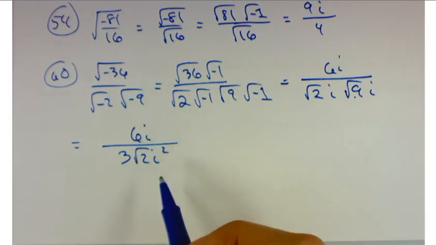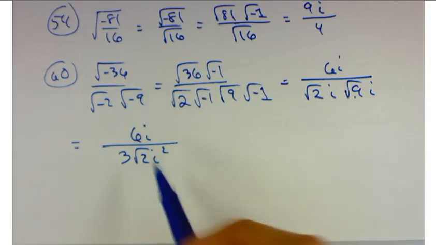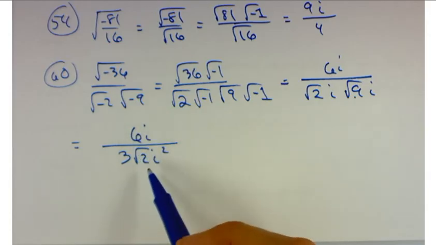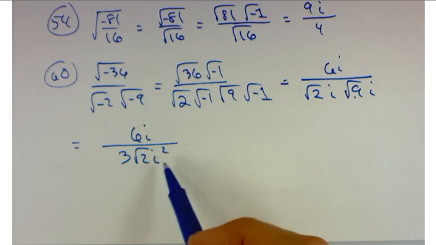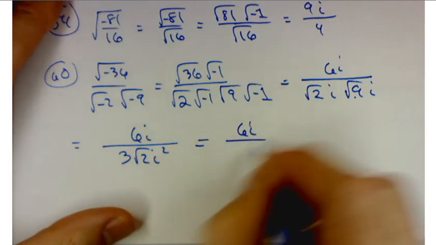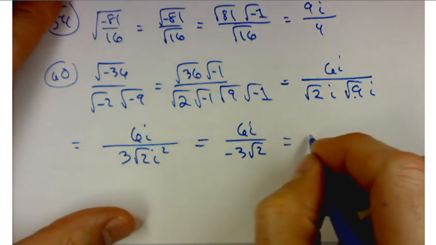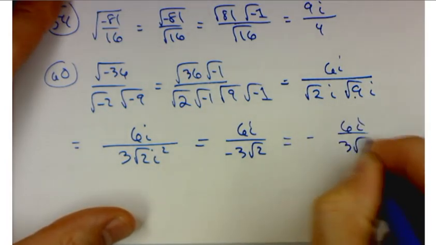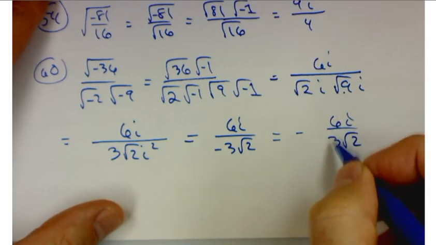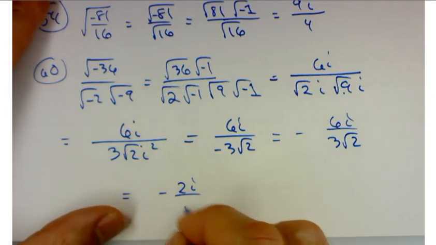We could, but I'd rather simplify it based on the denominator. What can we do with the i squared? What's i squared? Negative 1. Perfect. So this is 6i over negative 3 square roots of 2. And I can write the negative out in front: negative 6i over 3 square roots of 2. Last but not least, I guess we can cancel out 3 into 6 and end up with negative 2i over the square root of 2.